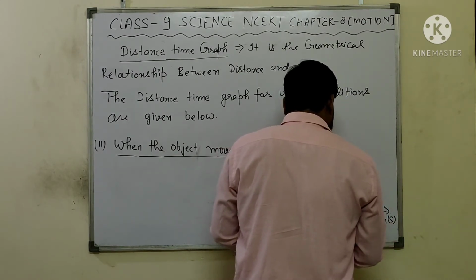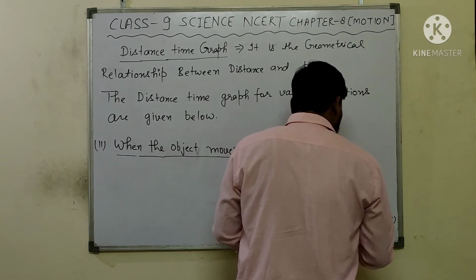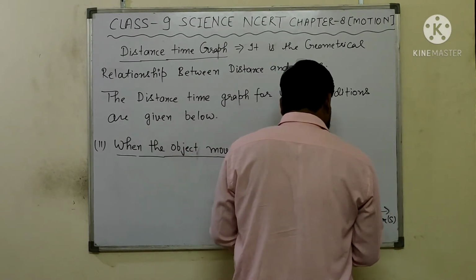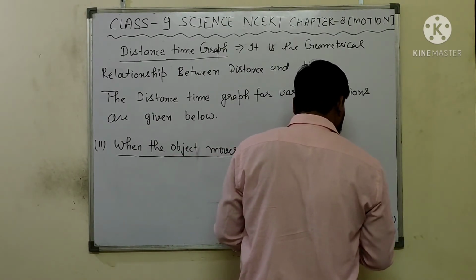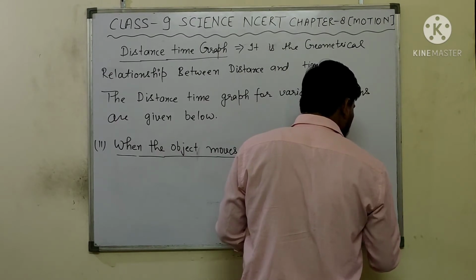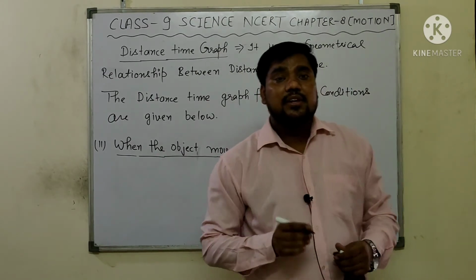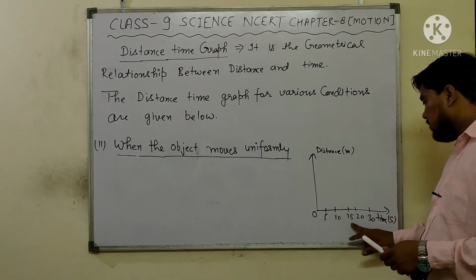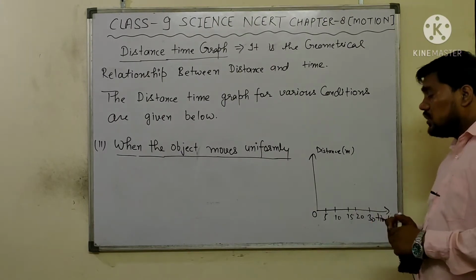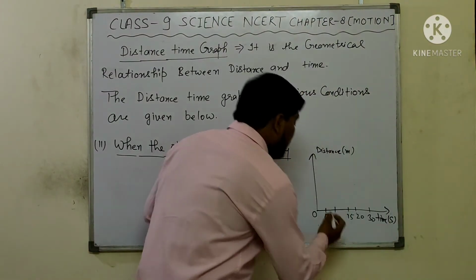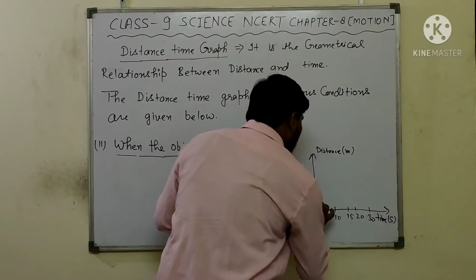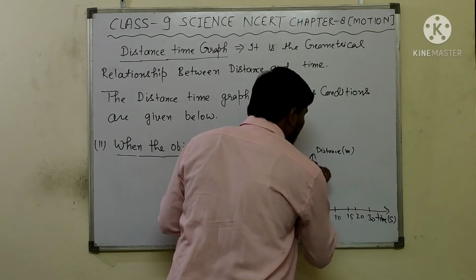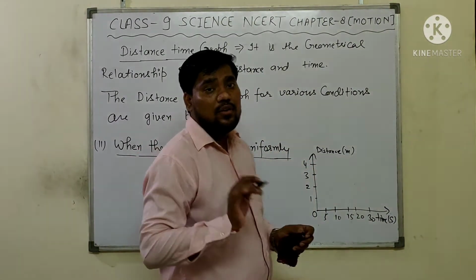Let's take 5 seconds, 10 seconds, 15 seconds, 20 seconds, and 30 seconds. So we have taken time intervals like 0 to 5, 5 to 10, 10 to 15, 15 to 20, 20 to 30. And the distance is 1 meter, 2 meters, 3 meters, and 4 meters. This is the distance covered by the object.